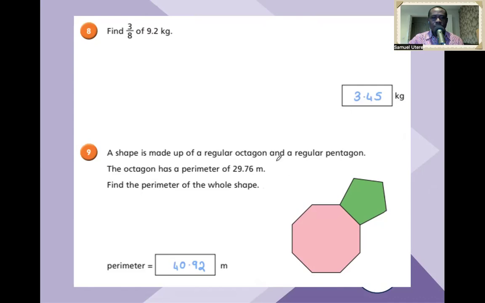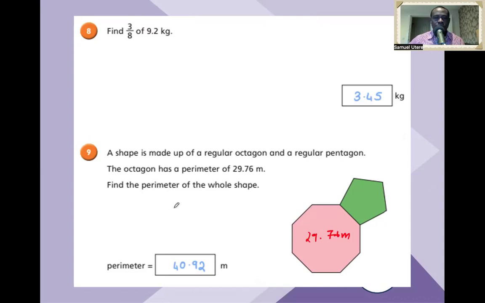A shape is made up of a regular octagon, which is this one. An octagon has 8 sides, and a regular pentagon. A pentagon has 5 sides. The octagon has a perimeter of 29.76 meters. And we need to use information from here to find the perimeter of the whole shape, which is everything.